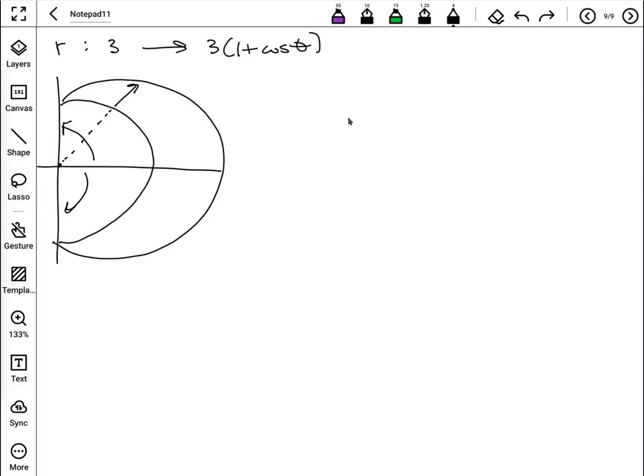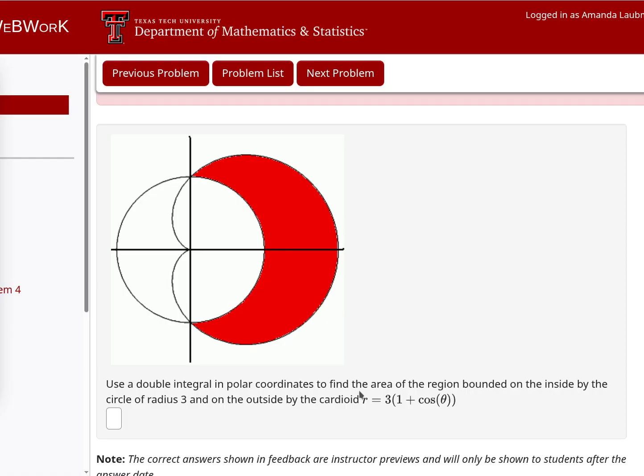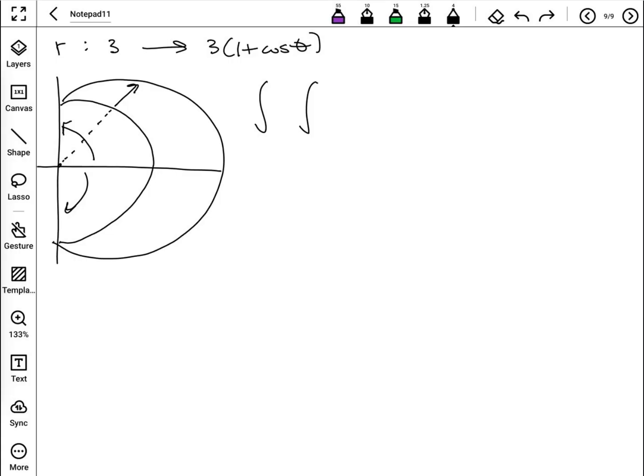And then I think I'm just finding the area, so there's nothing. Yeah, okay. I'm setting up a double integral in polar coordinates to find an area, so I don't have to put anything inside my integral. It's just going to be dA. And remember, for polar coordinates, that's going to be r dr d theta.